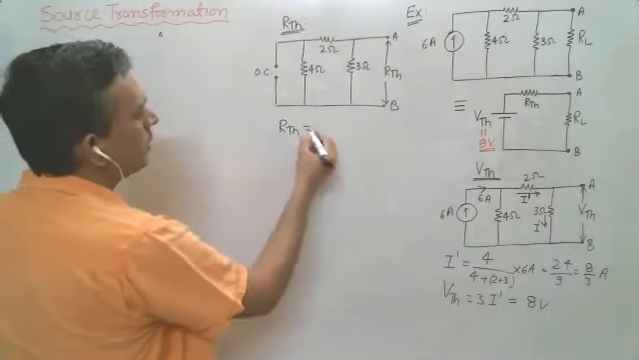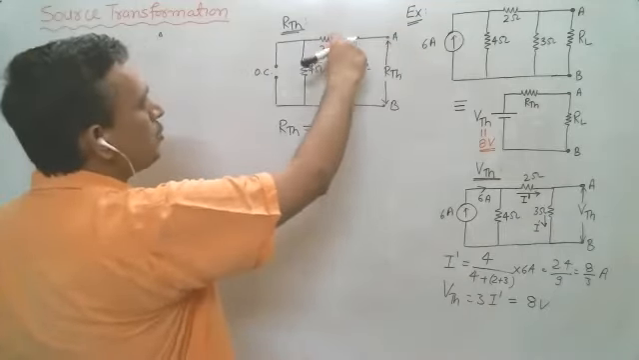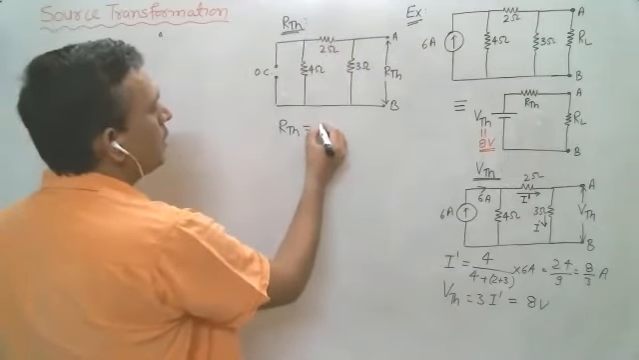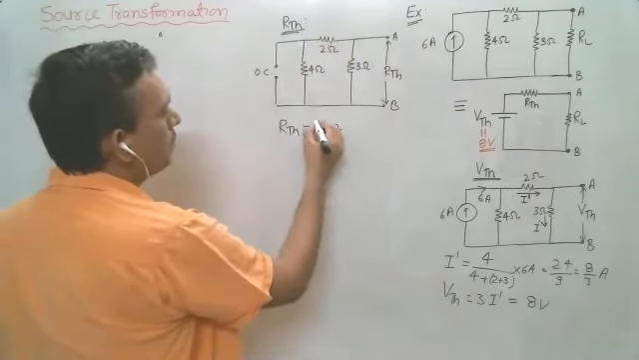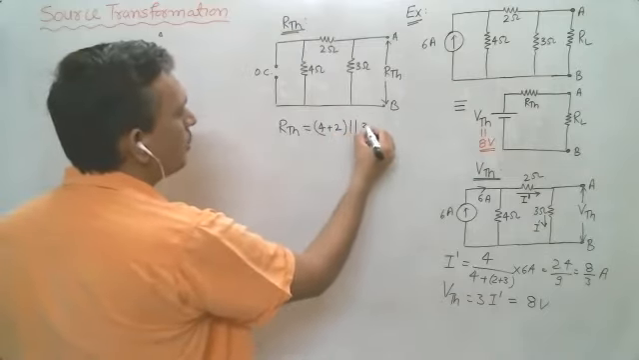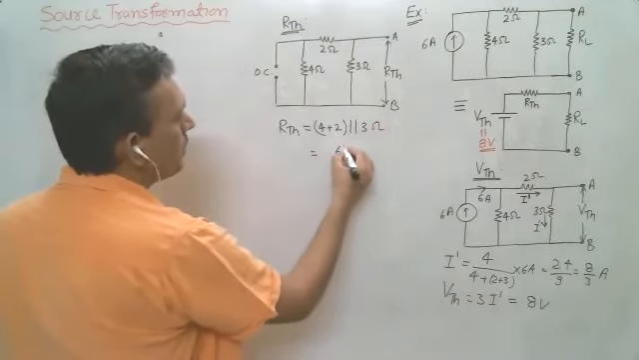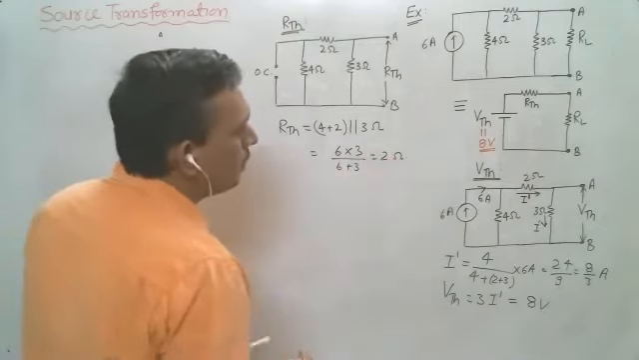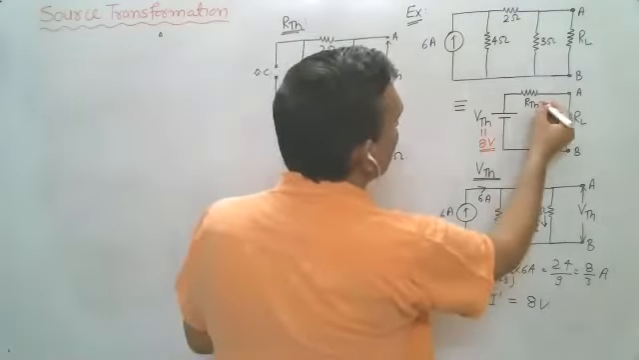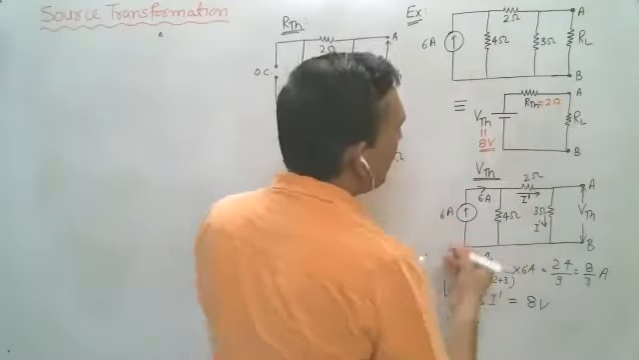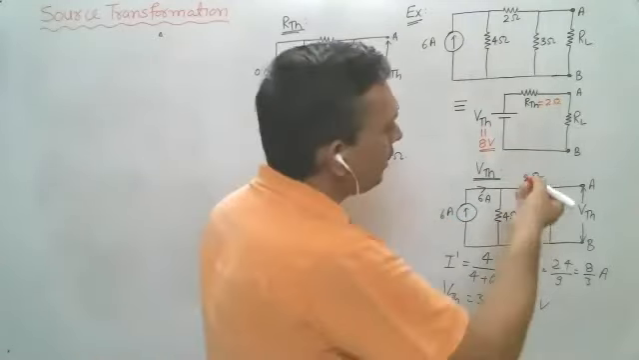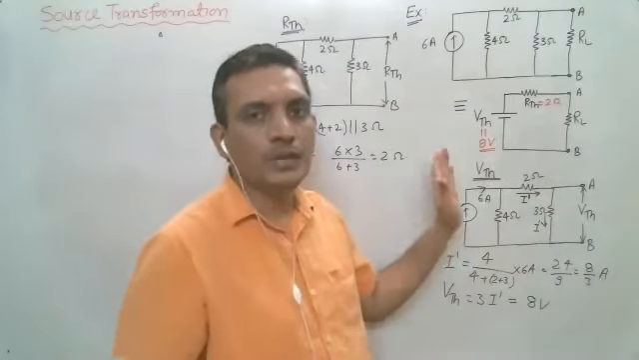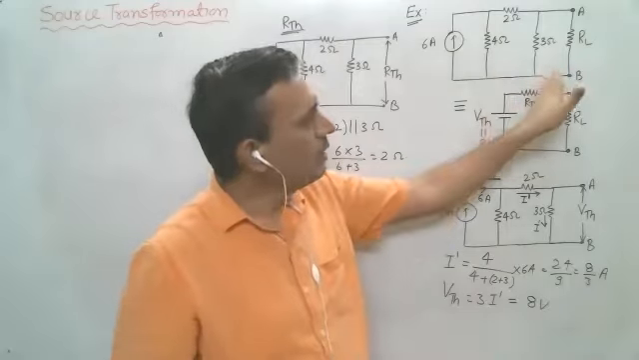RTH. So if you say equivalent, now these two are in series. 4 plus 2, they are in series. So 4 plus 2, and that is parallel combination of 3 ohm. So that is 6 parallel 3, 2 ohm. This is 2 ohm. This is the equivalent circuit. And depending on RL, you can find current through RL also. You have to find equivalent circuit only. VTH and RTH.